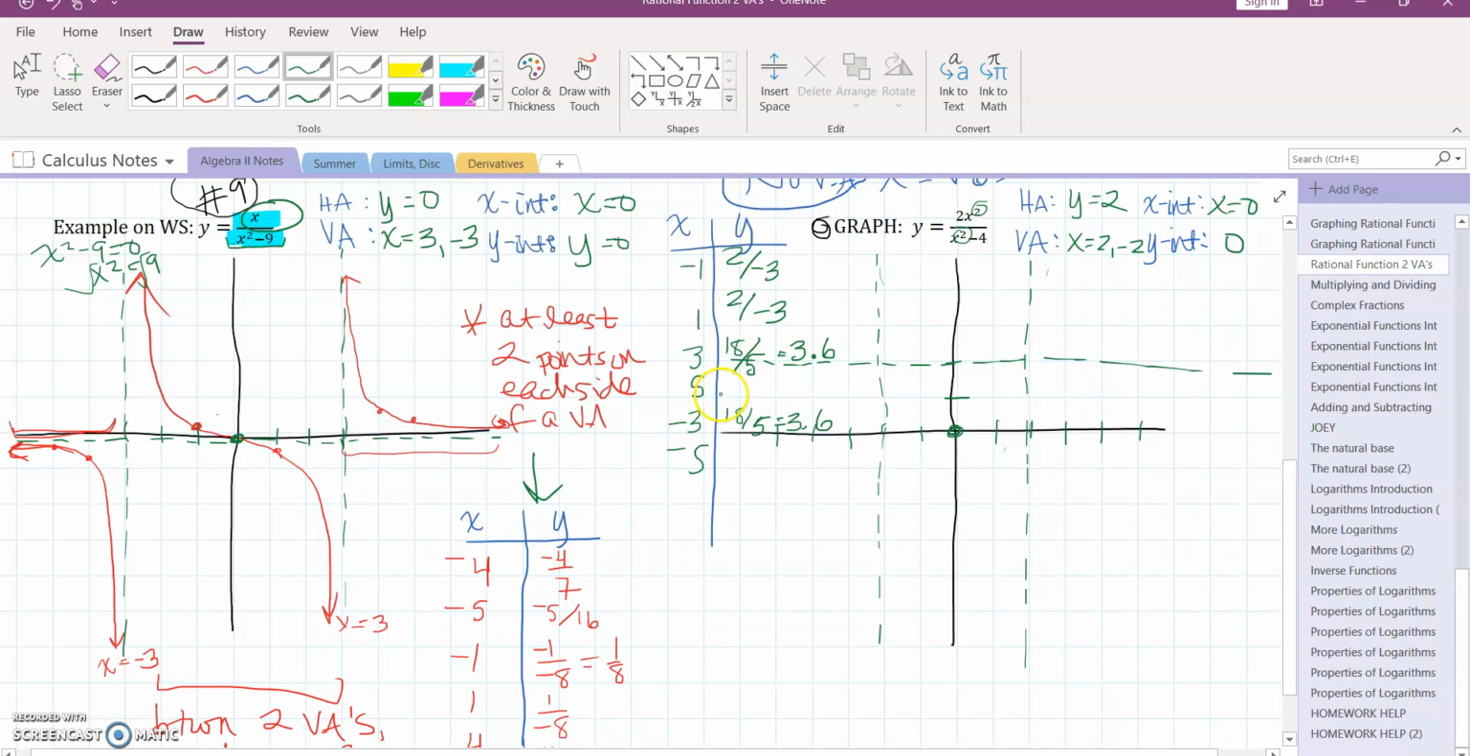And then for 5, okay, 5 squared is 25, so 50 over 25 minus 4 is 21. 50 over 21, that's like 2 point something, and it ends up actually being 2.4. So let's plot these, and then we can just follow the curve of our asymptote. -1 is -2/3. 1 is -2/3.